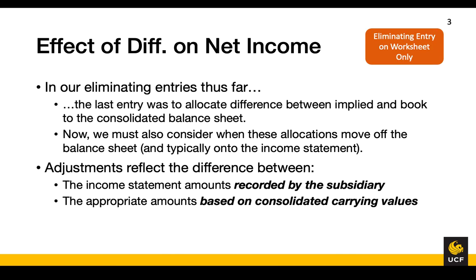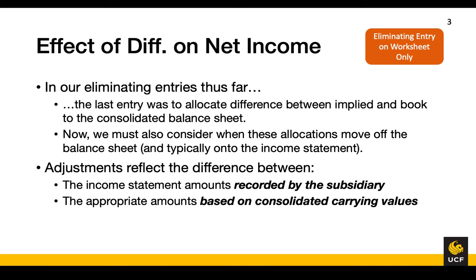In our eliminating entries thus far, our last step had us allocating the difference between implied and book to fair value adjustments on the balance sheet. Now we must consider the fact that the net assets we wrote up to fair value, those owned by the subsidiary on the date of acquisition, will not remain on the balance sheet forever. For example, the inventory owned by the subsidiary on the acquisition date will be sold and removed from the balance sheet. When that happens, the corresponding fair value adjustment must also be removed from the balance sheet.